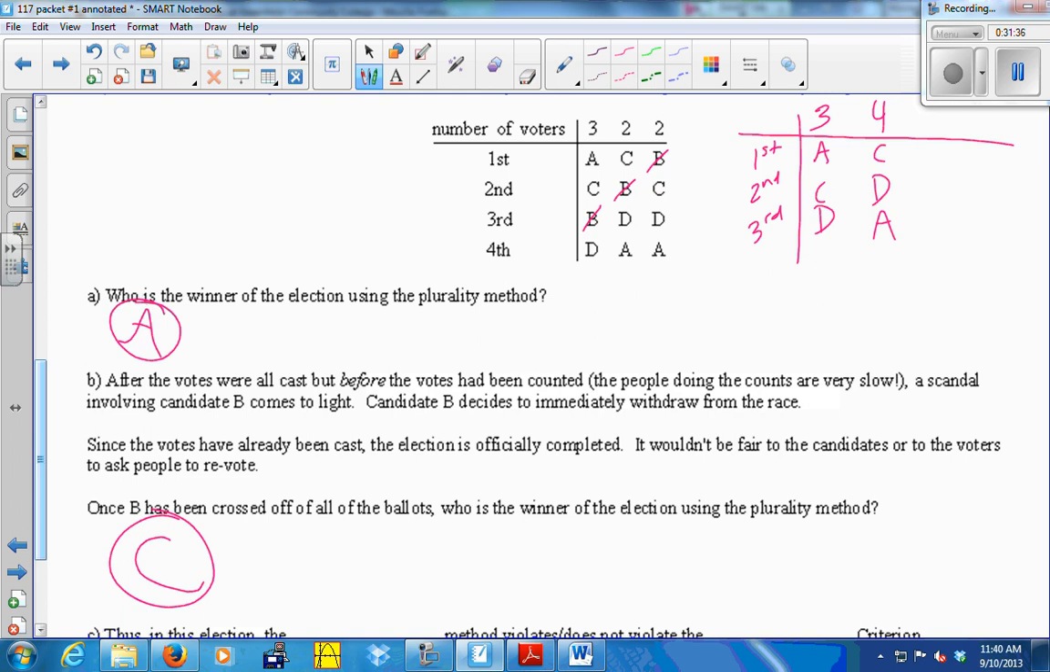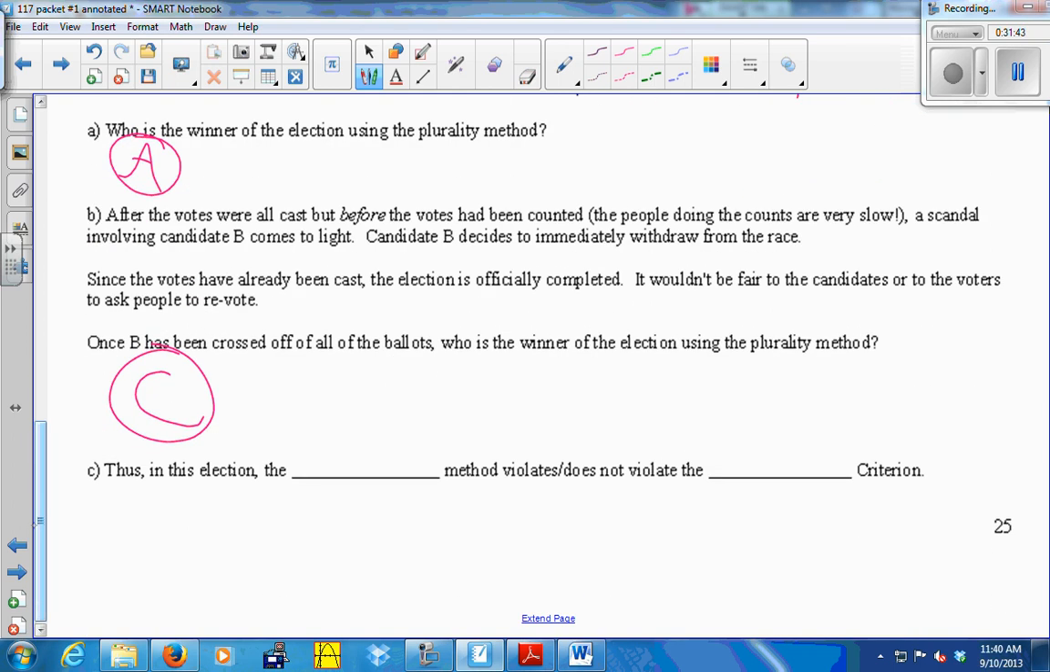Okay. So in this election, we have violated IIA, or the dropout criterion. The plurality method, because that's the method we were using, just counting first place votes, violates IIA, also known as the dropout criterion. An irrelevant candidate, that's why it's called independence of irrelevant alternatives, dropped out and it changed the winner of the election.